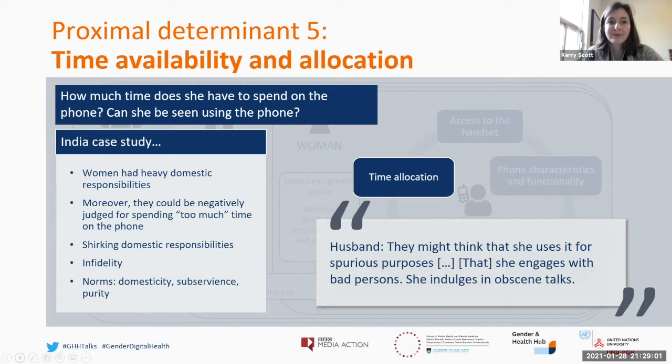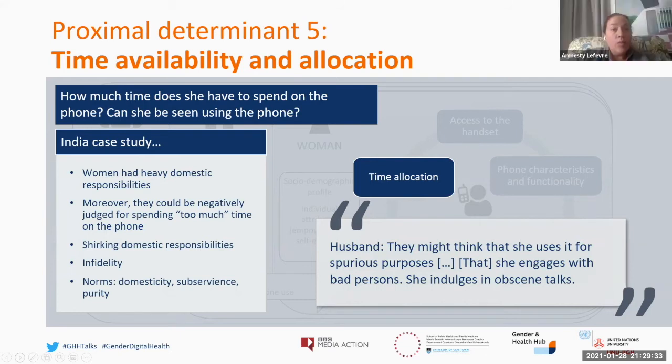These were norms around domesticity and subservience, where she should be seen to be working in the home and does not want to be accused of shirking her domestic responsibility, but also around norms of purity, which made women careful to not be seen to do anything that raises questions of infidelity. And here a husband explains that if a woman is seen on the phone for a long period of time, they might think she uses it for spurious purposes, that she engages with bad persons, that she indulges in obscene talks. Back to you, Amnesty.